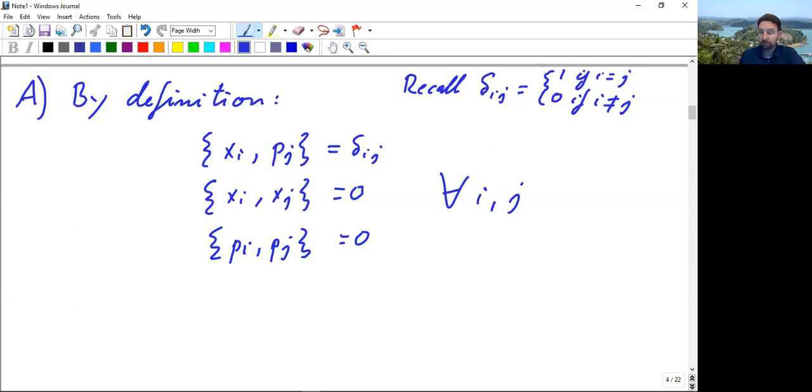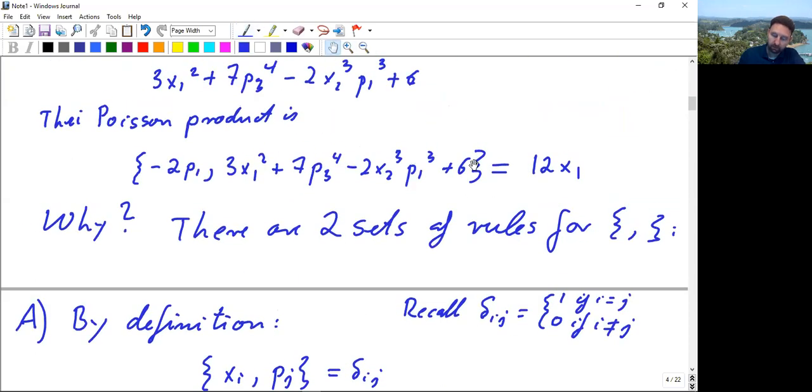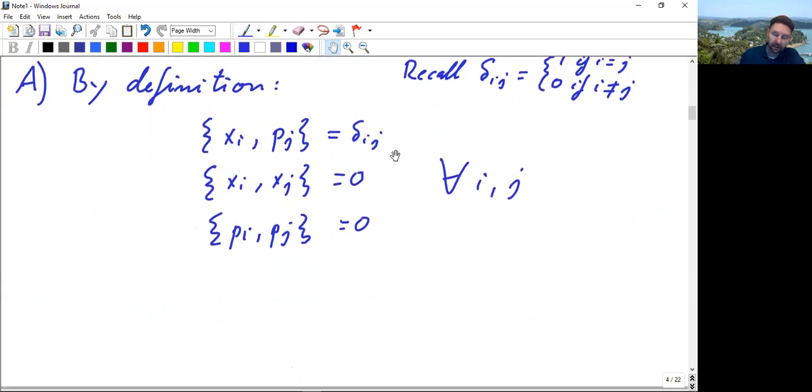Obviously, that's not enough to evaluate the Poisson bracket of two polynomials, because polynomials have powers in x and p that are higher than 1. So far, we only have the outcome of the Poisson multiplication of the basic variables, the positions and the momenta.